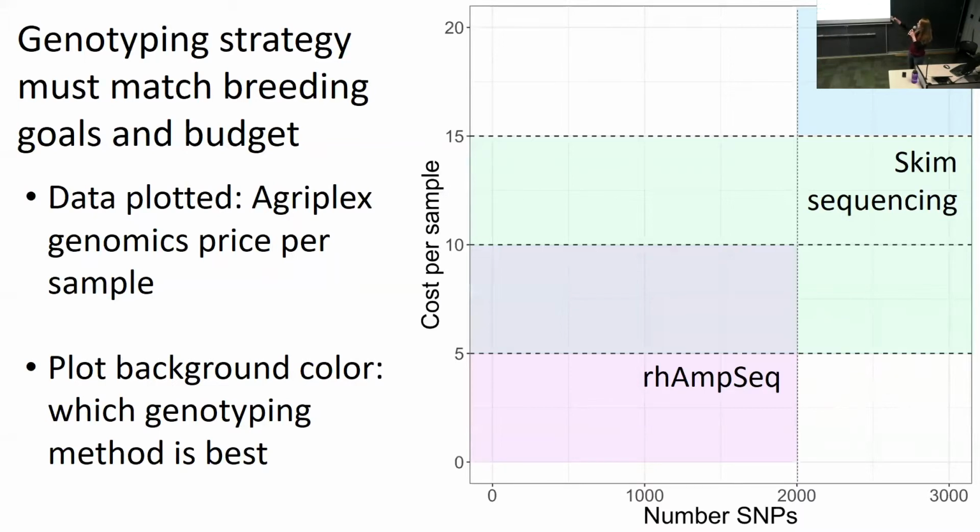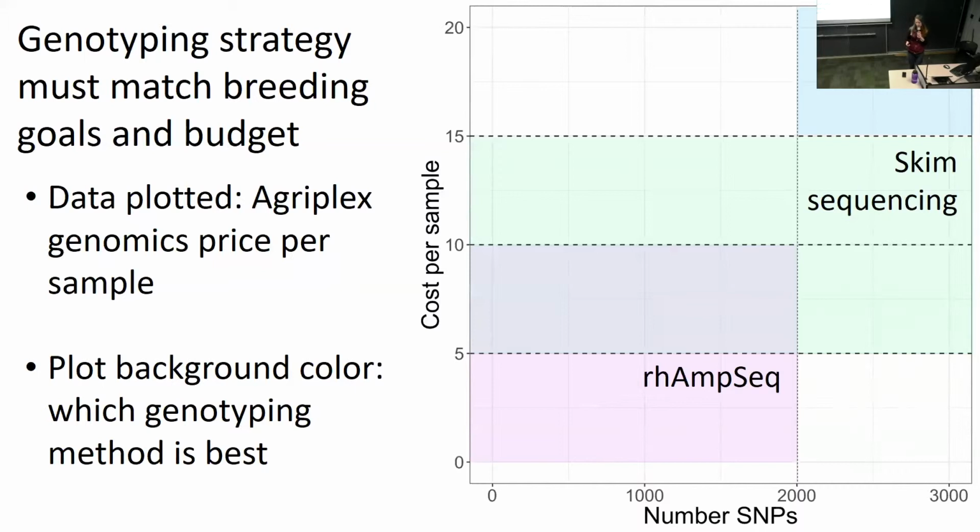And then on the y-axis, we have cost per sample. Okay? So I'll be plotting data that comes from Agriplex Genomics. That's one of the companies that produces this Rampseek amplicon-based sequencing. And as I plot those, I've also colored the background of this plot, hopefully you can see it okay, to show you at that location in the graph, what is our best sequencing option cost-wise, okay?